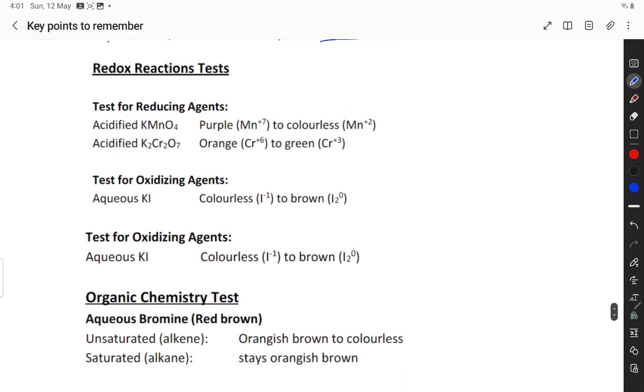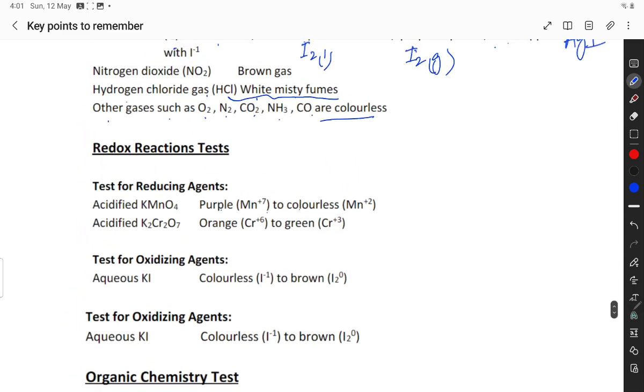Redox reaction test, I have earlier discussed about the redox reaction test. Potassium manganate goes to colorless, and this is a very common question from previous years, where they asked about potassium manganate redox titration, that KMnO4 reacts with Fe2+, and the color change is purple to yellow or green to yellow.